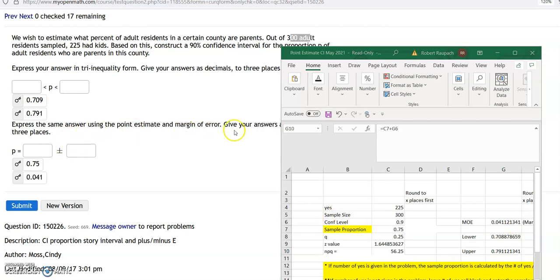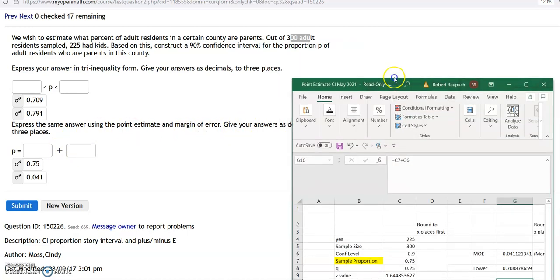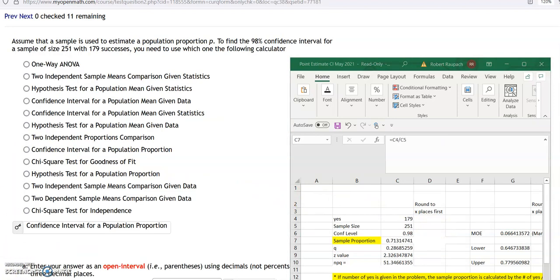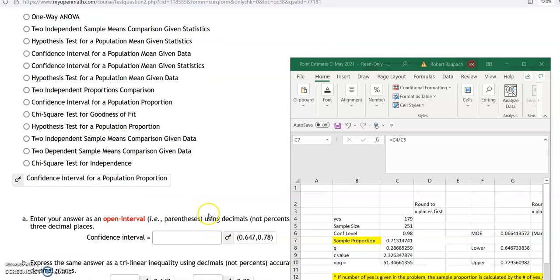So in this, this is saying, okay, I'm going to take my sample proportion or point estimate, whatever you want to call it, which is 0.75. And I'm going to add and subtract plus or minus 0.041 as my margin of error. So, okay, for all these, you're going to get a few questions, I believe, that have this as your first question. It's always the confidence interval for a population proportion.